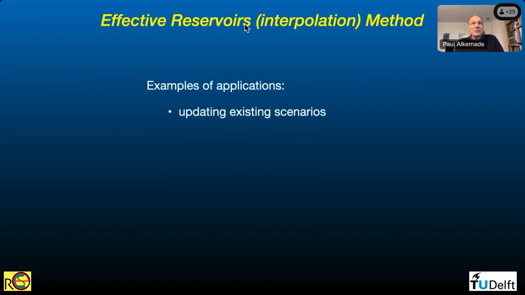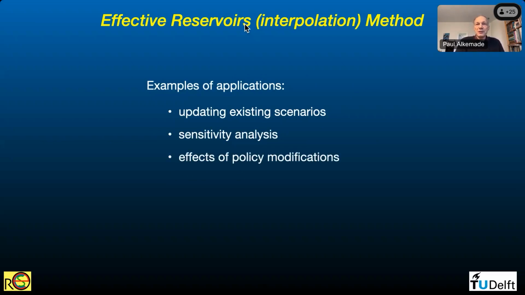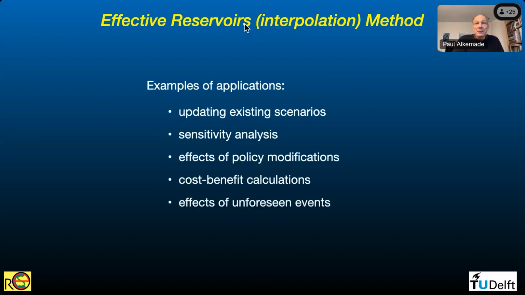Examples. We can do that for updating existing scenarios, or do sensitivity analysis, what will happen if all emissions are 1% higher, or the effects of policy modifications, do cost-benefit calculation, or effects of unforeseen events. So that's the implication of this method of interpolation.